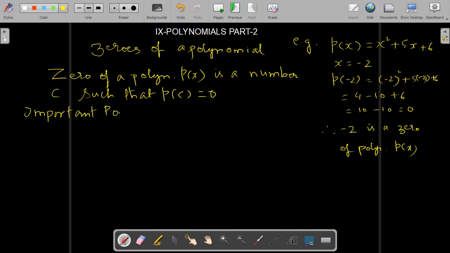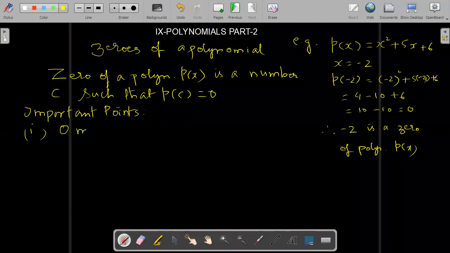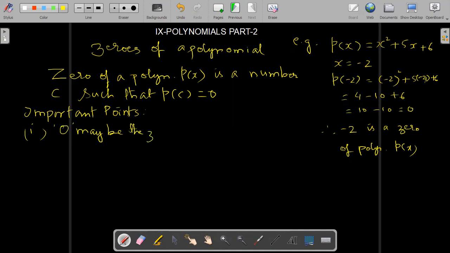Important points that you have to remember. Number one, 0 may be a zero of a polynomial. The value 0 may be the zero of the polynomial.